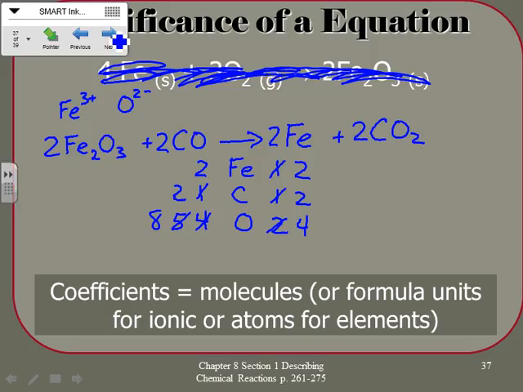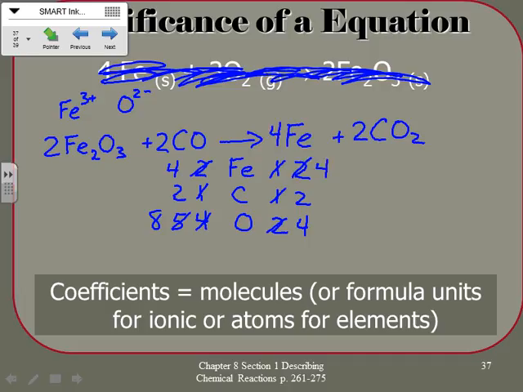But I also changed my iron, didn't I? Now that's not a big deal because the iron's all by itself over here, so I can put whatever number I want in front of the iron. So let's just change that to a 4. And this, again, comes back to my recommendation that you use pencil on these so that you can erase subscripts if you need to.